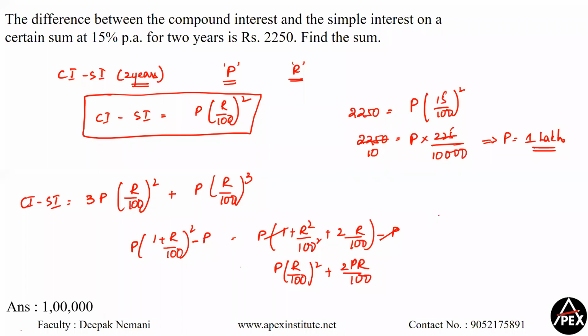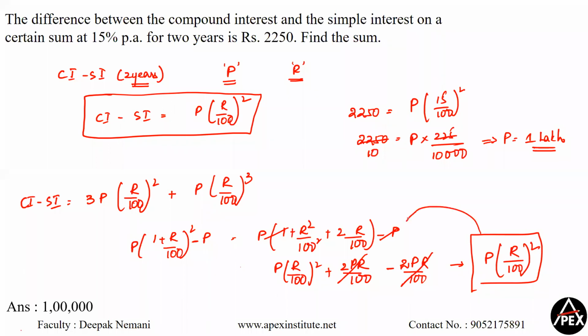Okay, what is simple interest for 2 years? It will be 2PR by 100. These two will get cancelled and you are left with P into R by 100 whole square. Okay, this is a resultant of this. Okay, this is one formula which you can directly apply. Okay, clear?